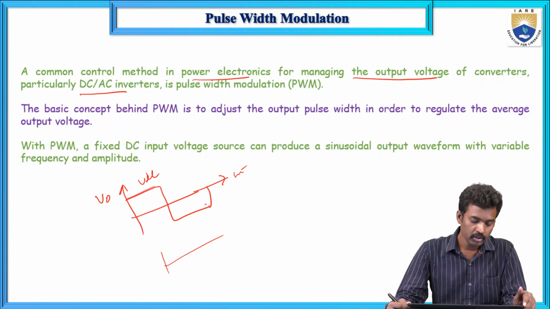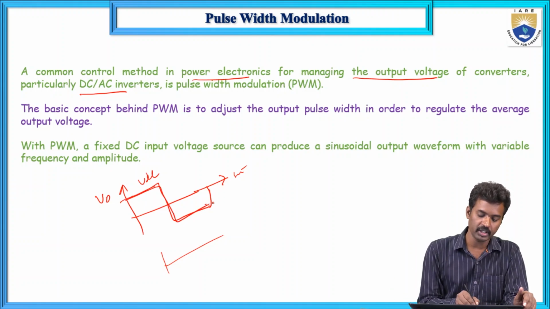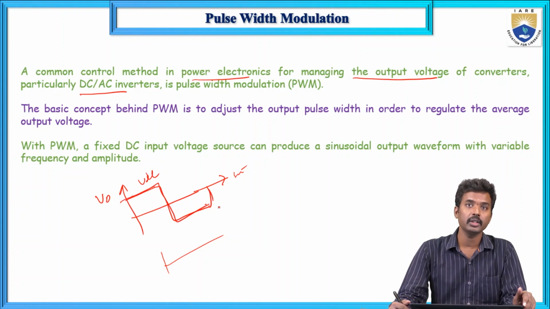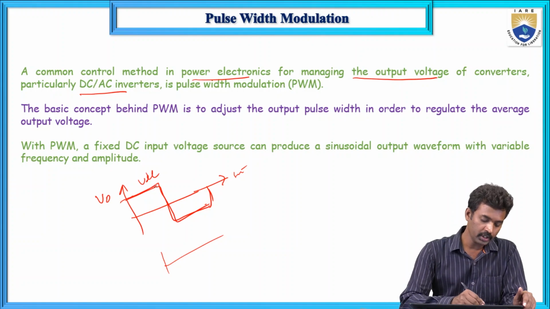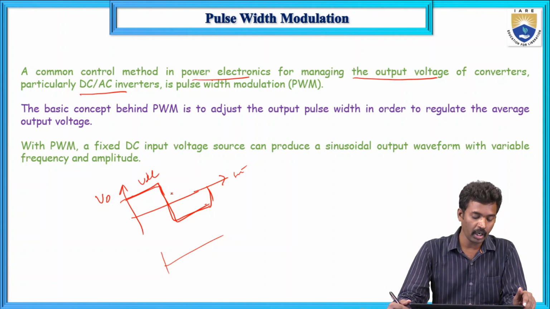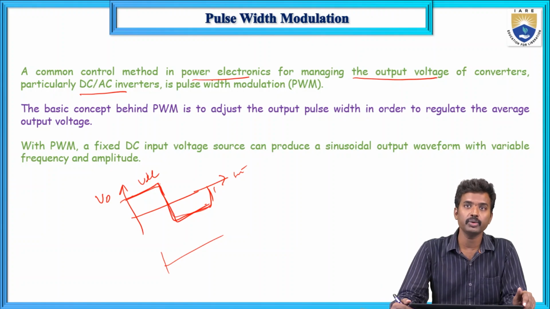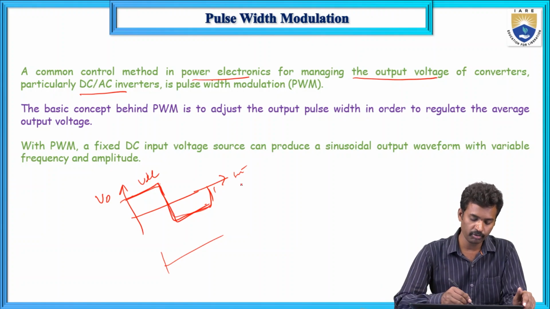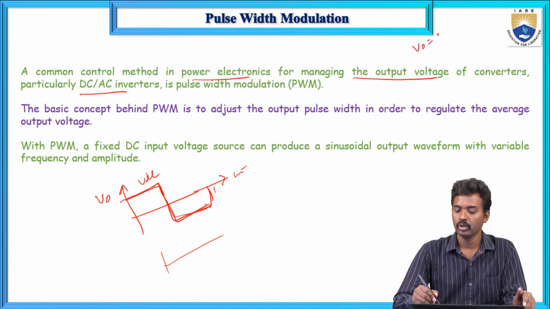Now the output voltage is fixed, but the output voltage should be variable. That is one drawback of the normal output voltage, so we need to vary it. By using the pulse width modulation technique, V0 equals the sum over n equals 1, 3, 5 to infinity of 4 VDC by n pi times sine n omega t.